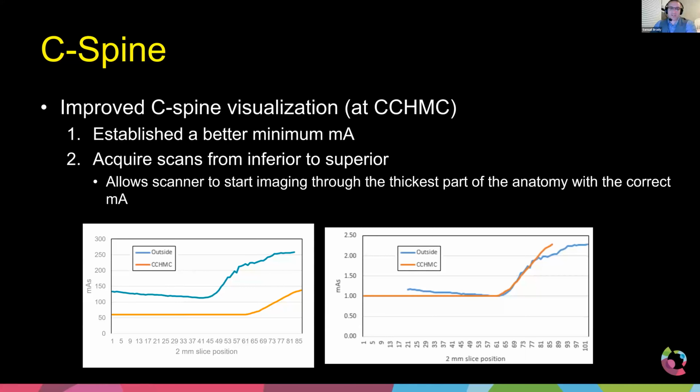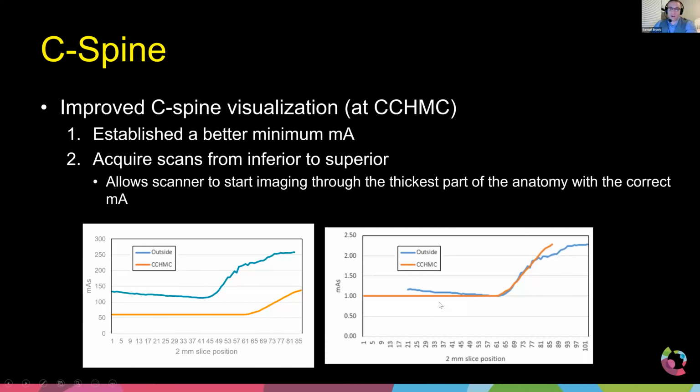In pediatrics, which we are a pediatric hospital, too often people have talked about reducing the dose so low, but it actually makes it so that it can be at times very difficult for our radiologists to do their job. So we established a new minimum mA, and then by switching the angle and starting from the bottom and scanning up, it allowed the system to have a much more appropriate ramping time, and so the mA could match.